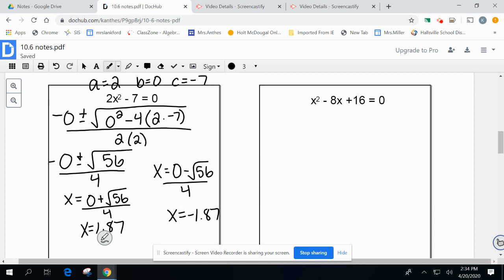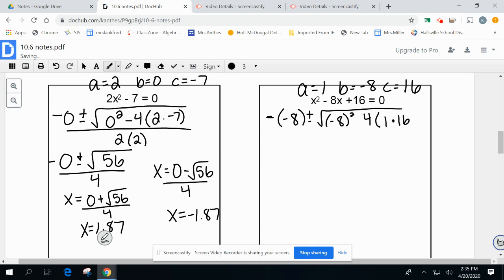Okay, so if we set up the next problem, everything is on one side, so I can go ahead and get started. A is 1, B is -8, and C is 16. So -8 plus or minus the square root of -8 squared minus 4 times A times C, and that's all over 2 times A, so 2 times 1. So I'm going to go ahead and start simplifying.